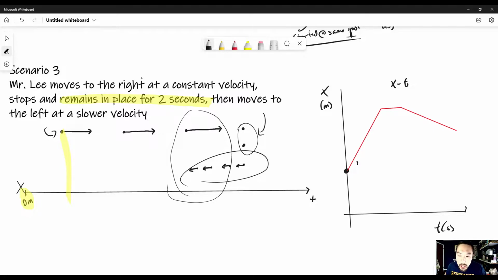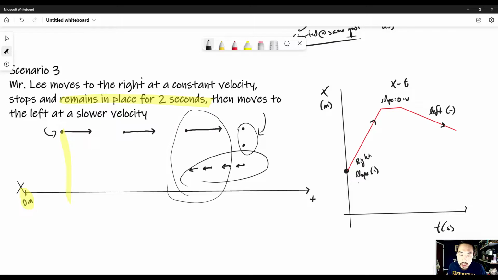So in scenario 1, I'm moving to the right, and we know this because the slope is positive. Here, I'm moving to the left, and I know that because the slope is negative. What I mean by that is positive is going upwards, and negative, the line is moving downwards. Here, slope is 0, so that means your velocity is also 0 meters per second.